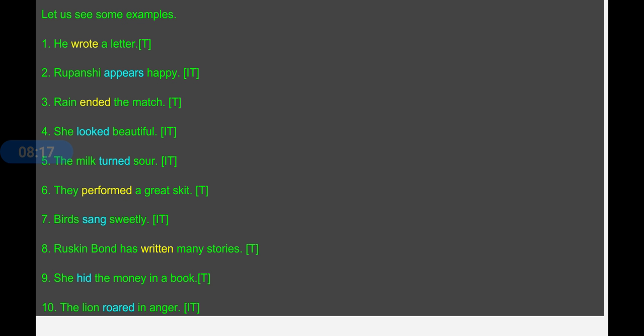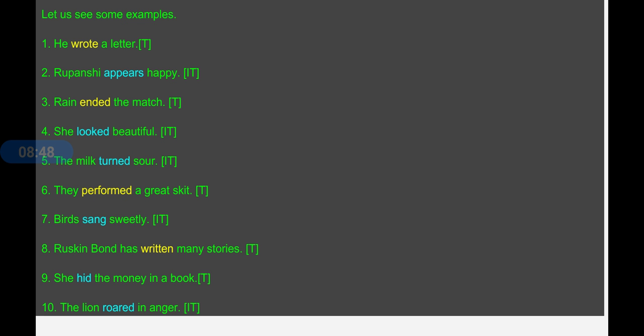Ruskin Bond has written many stories. Ruskin Bond is the subject here. Has written is the verb. What has he written? Many stories. So we are getting a proper answer if we ask a question to the verb. What has he written? We got the exact answer, many stories. That means it is the object and the verb written is a transitive verb.